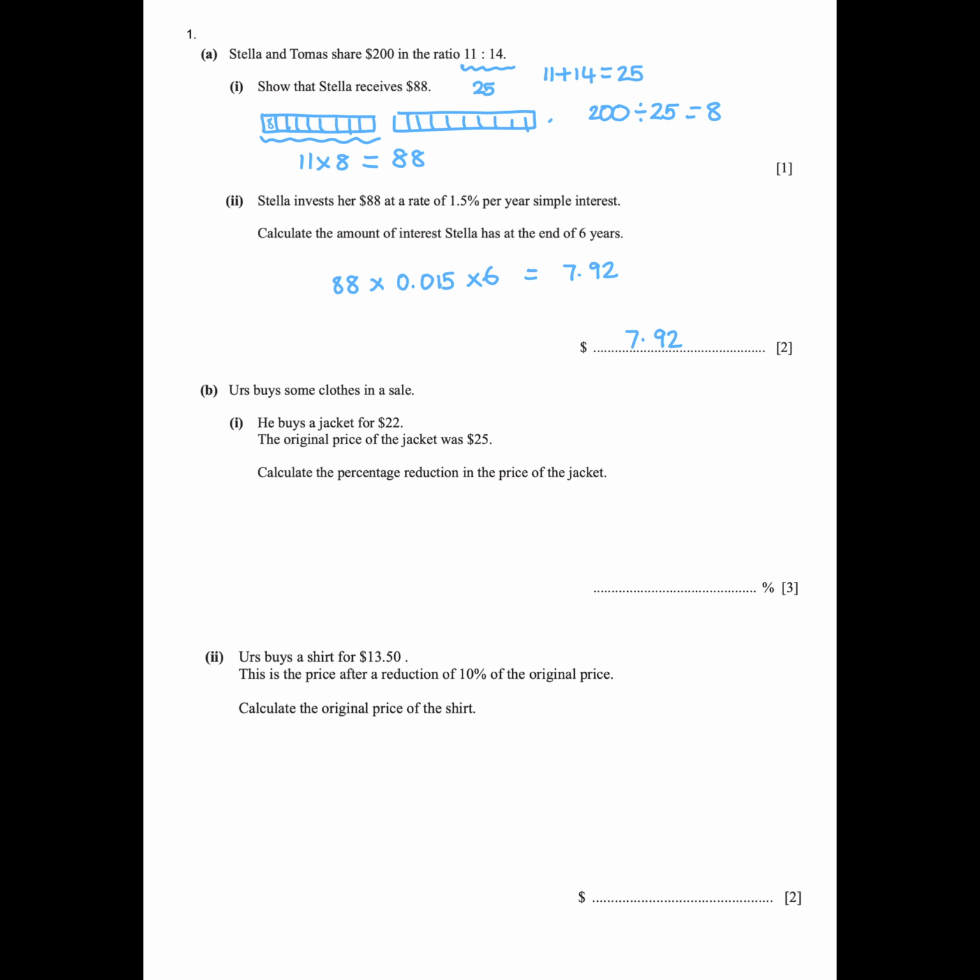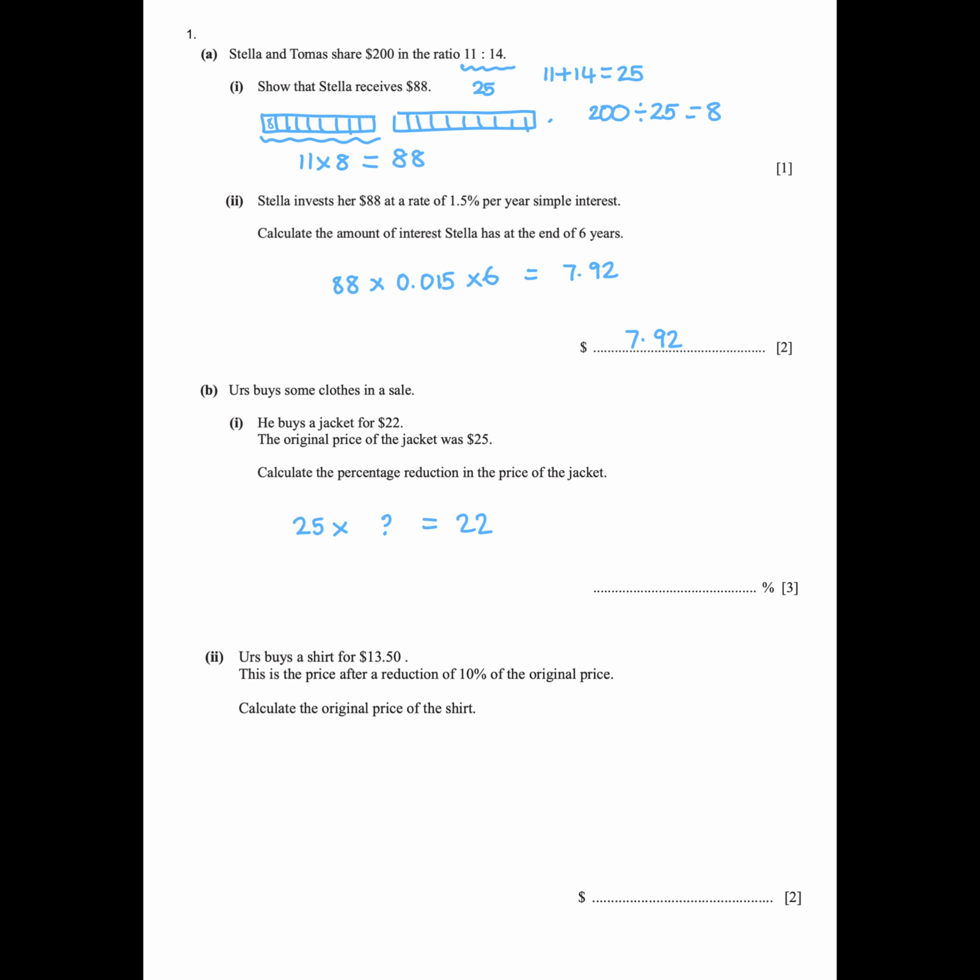For simple interest, it needs to be 0.015. And then the next question, for part B, Urs buys some clothes in the sale, and he buys a jacket for $22. The original price was $25. So that means that the original price was $25, and it was reduced by an amount of money, but we're not sure how much, and that gave me my final price, which is $22.